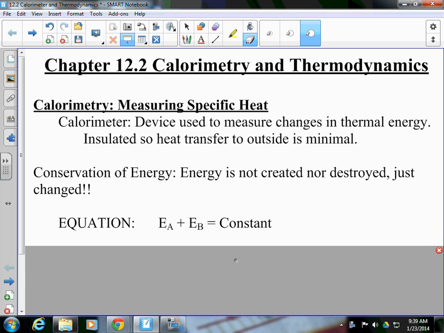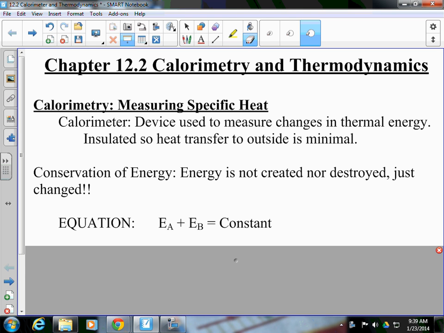When we study heat in systems, we use a device called a calorimeter, which is essentially a device which retains heat. So it can capture how much heat is given off by a particular substance.